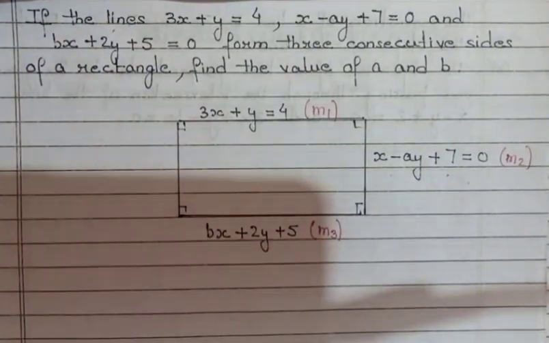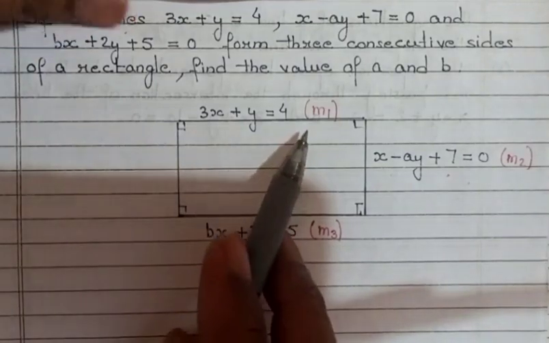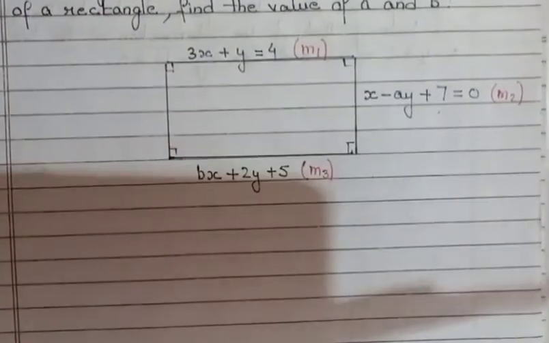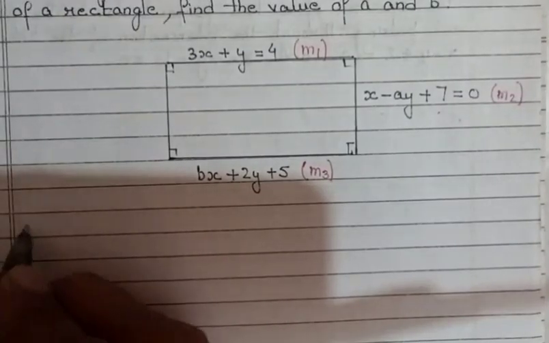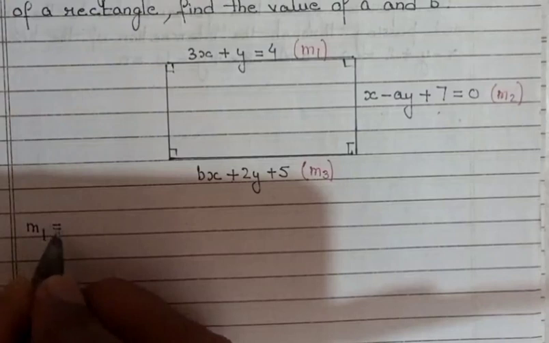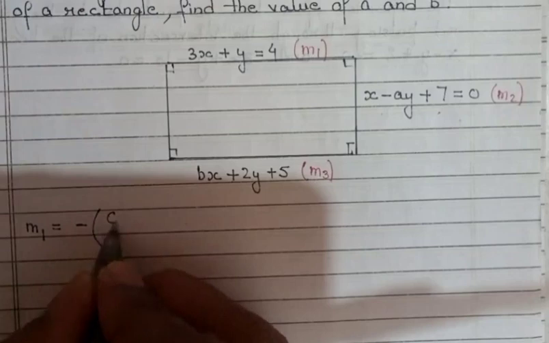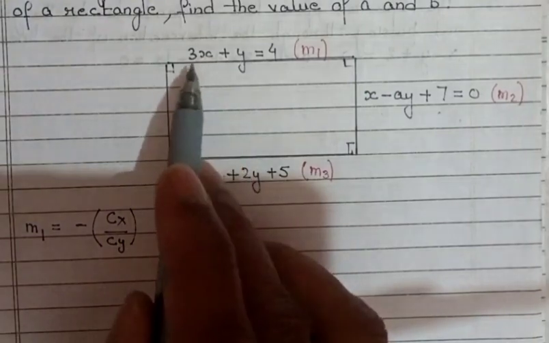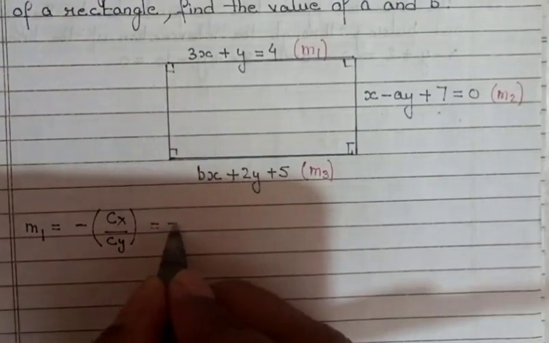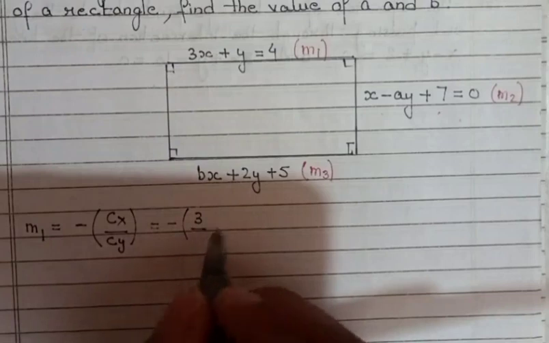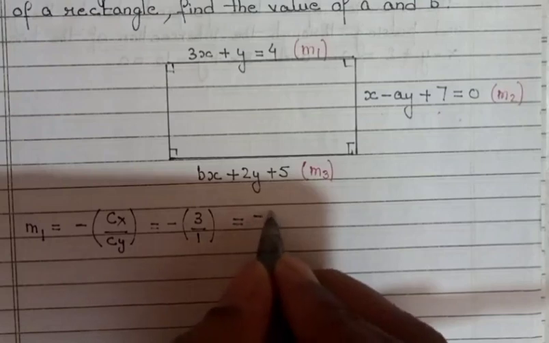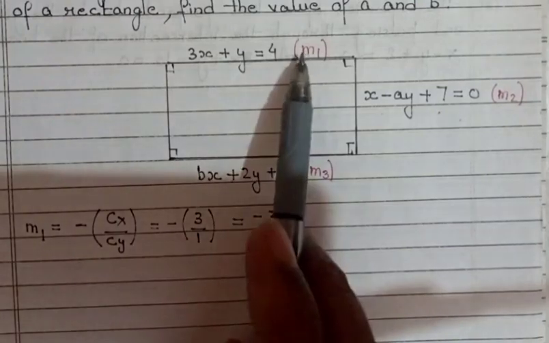So here our first step will be to get the slope of these three lines. Now getting m1, that is the slope of the first line. So see how you will get the slope. Slope formula, when we have to get slope from the equation, you can write it like this: negative coefficient of x upon coefficient of y. So here coefficient of x is 3 and coefficient of y is 1. So you will be getting the slope of the first line as minus 3, that is m1.